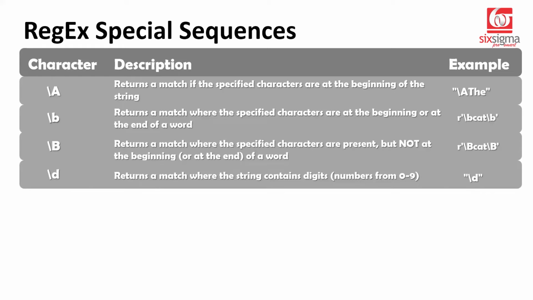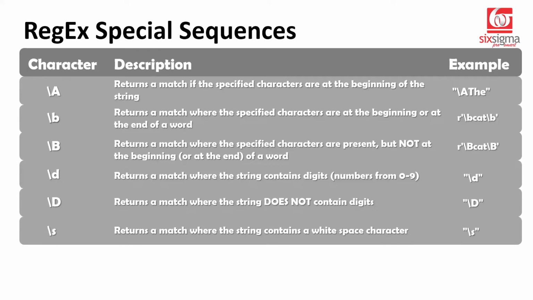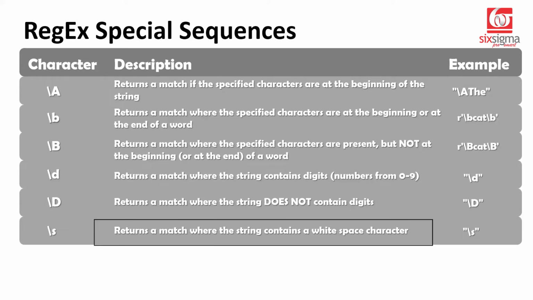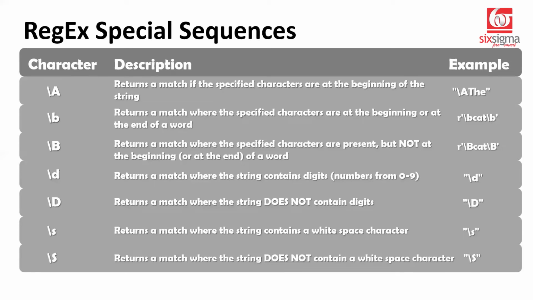The \d represents any digit. So it could be any number ranging from 0 to 9. The uppercase D returns a match where it does not contain a digit. So anything other than numbers would be returned with the uppercase D. Likewise, the lowercase s returns a match when the string contains a white space character. At times when we are trying to analyze text, we want the words to be maintained at a distance. We don't want them to all merge. And that's where these kind of patterns like white spaces are very, very important. Likewise, the uppercase S here represents a match where it does not contain a white space character.